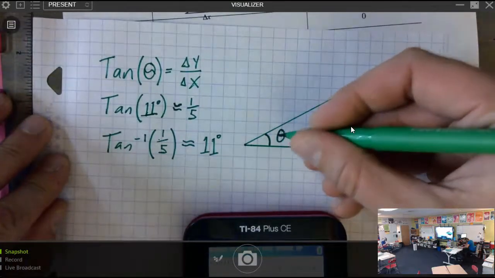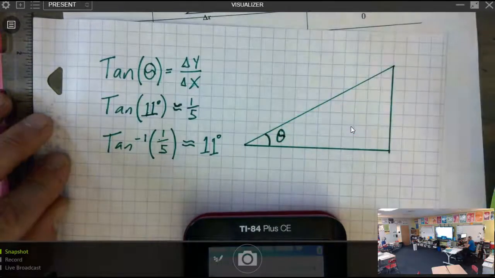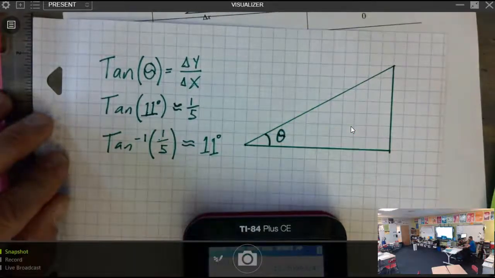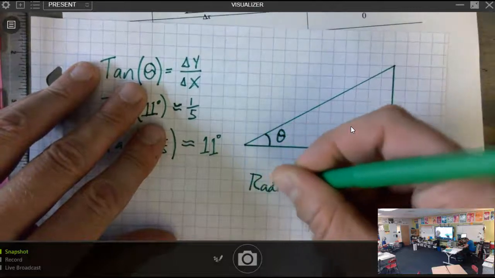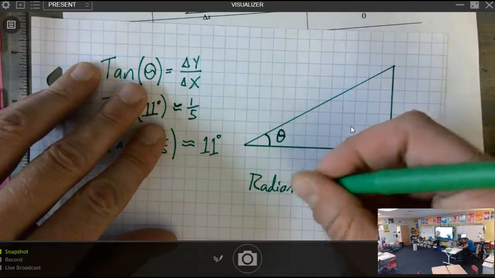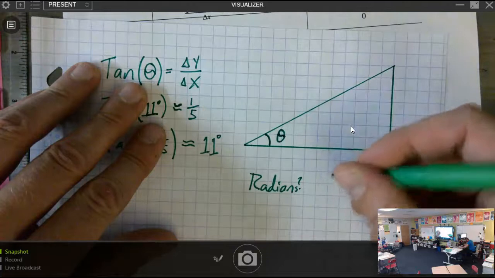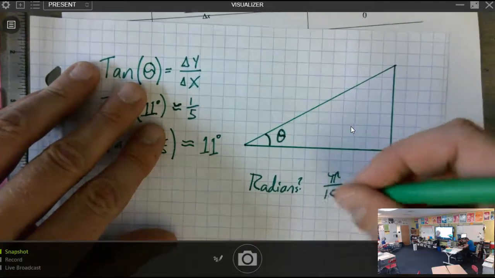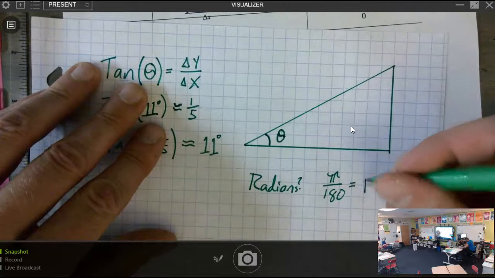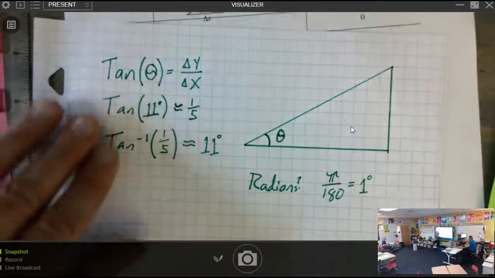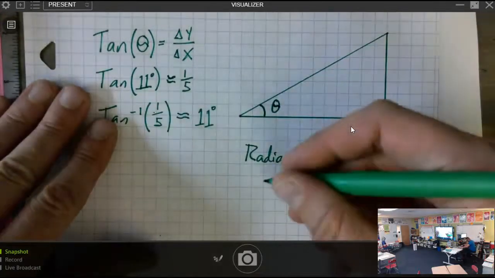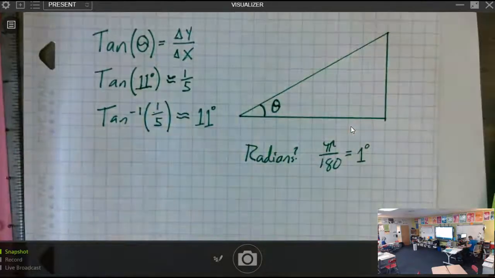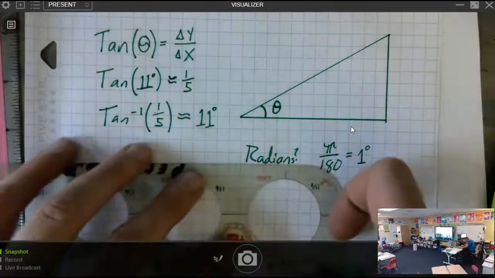If you're in radian and you do like 11 pi over 180, if you want to do 11 degrees, that's also a degree. Wait, what? Pi over 180 radians is 1 degree. Why is that? Well, because pi is a half a circle, which is 180.